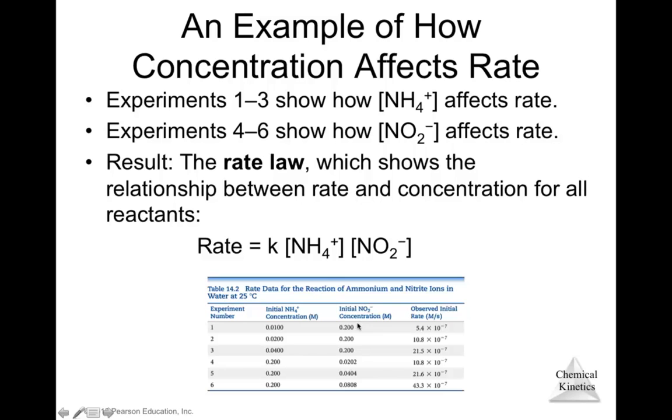And what is the order for NO2? We can choose experiment 4 and experiment 5, and we can see that we also duplicate the concentration of NO2. And when we observe the rate from experiment 4 and 6, we also see that the rate was duplicated. So that means that for NO2, the order of reaction is also first order.